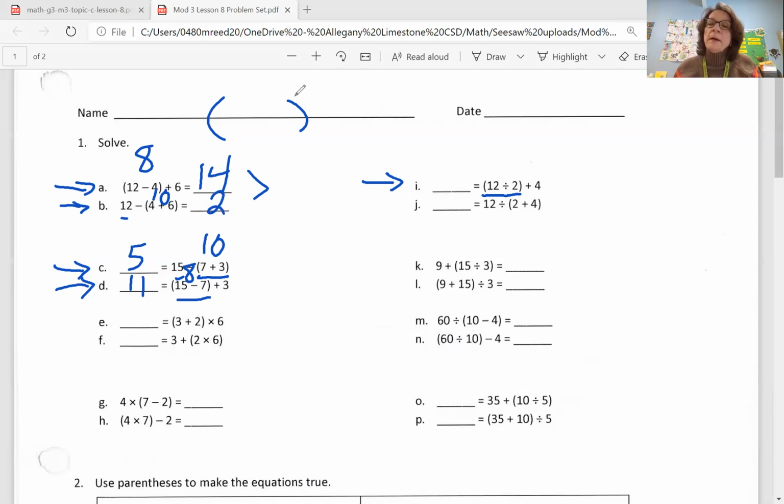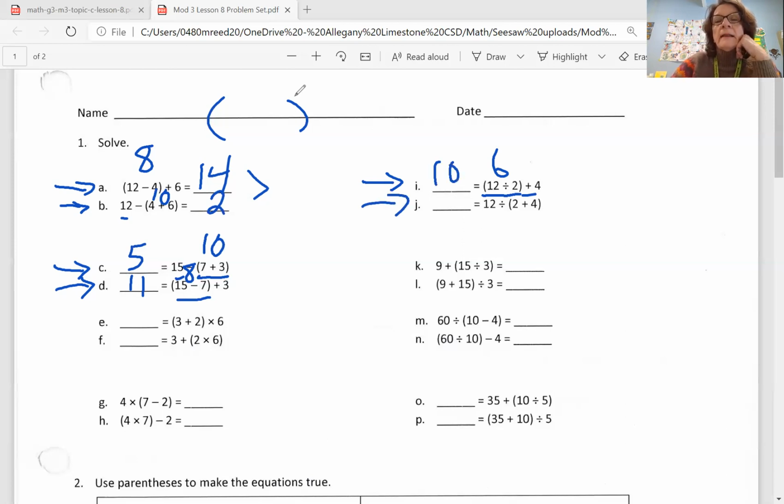So if I have 12 divided by 2, I'm going to skip count by 2s until I get to 12. So you can do it with me if you'd like. 2, 4, 6, 8, 10, 12. My answer is 6. So 12 divided by 2 is 6. So I'll put the 6 above there. And now to that, I've got to add 4. So 6 plus 4 is 10.